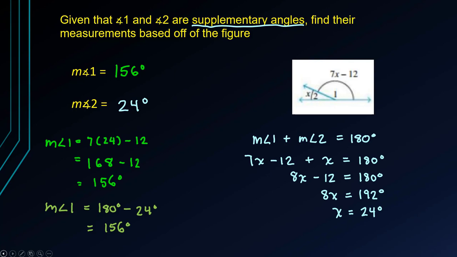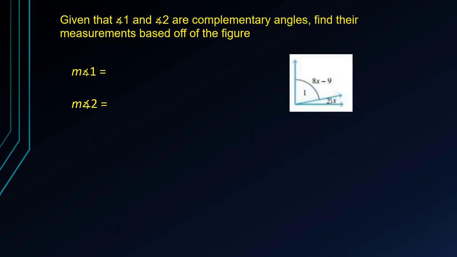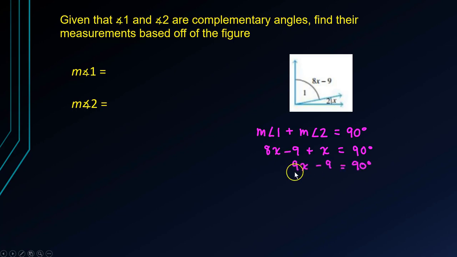For the second problem, example 2, you're given a very similar circumstance, except now angles 1 and 2 are complementary angles. And if they're complementary angles, that means the sum of their measurements has to be 90 degrees. And since angle 1 is 8x minus 9 and the measurement of angle 2 is x, adding these two together should also total 90 degrees. So I would combine the like terms to get that 9x minus 9 equals 90. Adding 9 to both sides gives me that 9x equals 99, which means that x would equal 11 degrees.